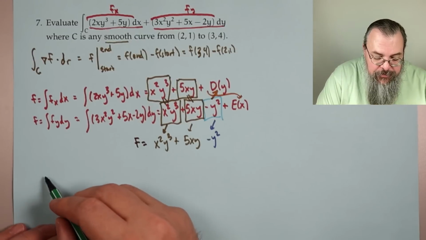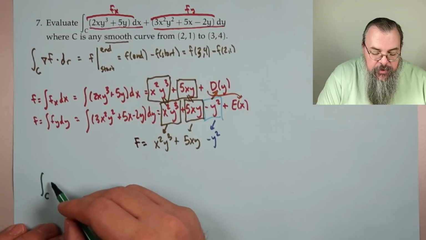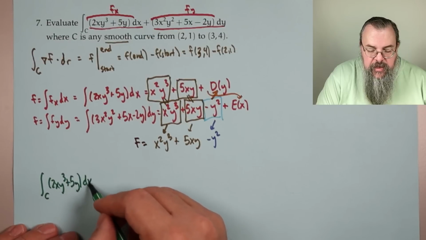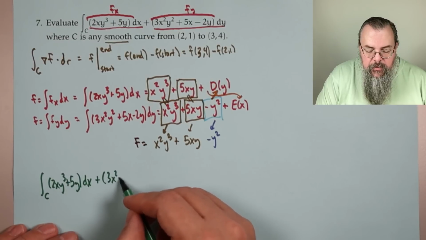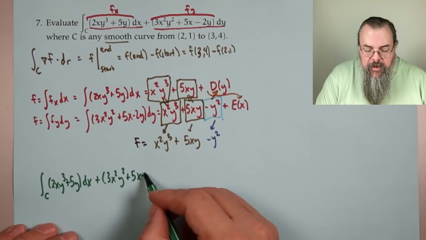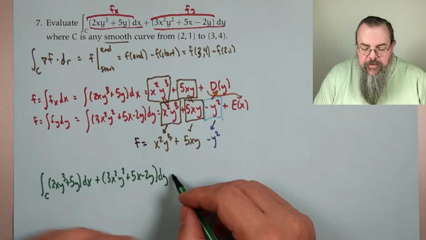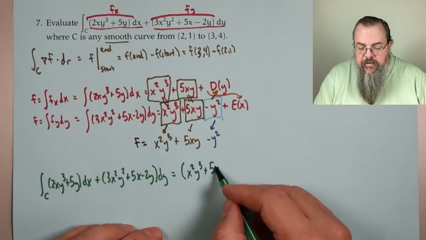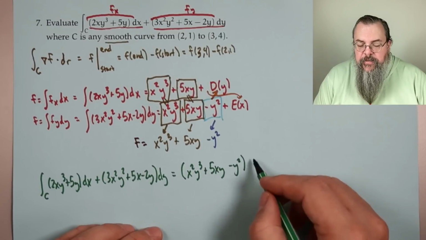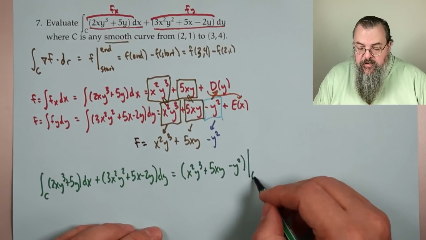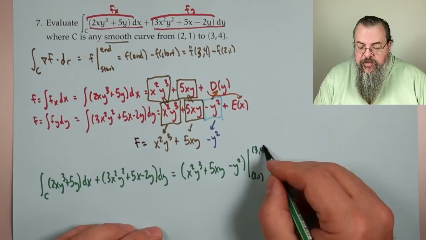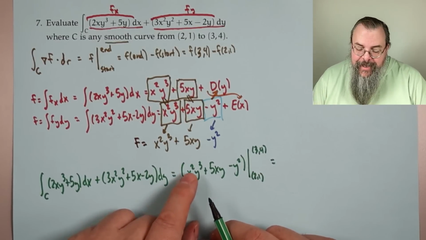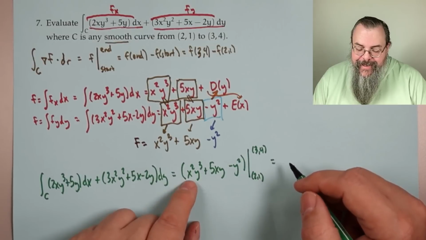So the integral along any smooth curve, 2xy cubed plus 5y dx plus 3x squared y squared plus 5x minus 2y dy is this potential function, x squared y cubed plus 5xy minus y squared, evaluated starting at (2, 1), going to (3, 4). All right, so here's where it's going to get interesting. x squared y cubed, that's going to take a moment.